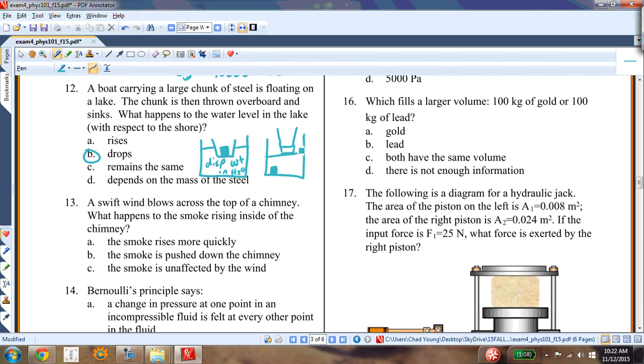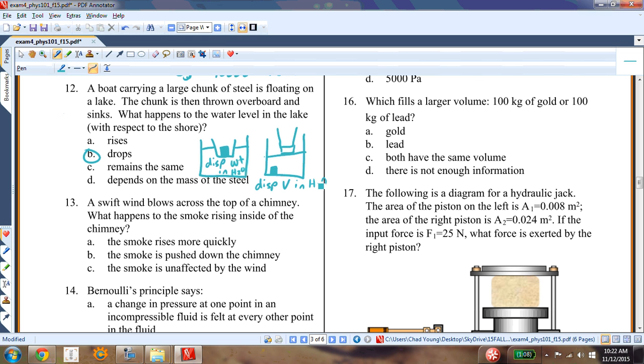So now the steel displaces its own volume in water. And its own volume is quite a bit less than the amount of water that it displaces in the first scenario, when it's actually in the boat, when it's displacing its own weight's worth of water. Okay, so the answer there for 12 is B.